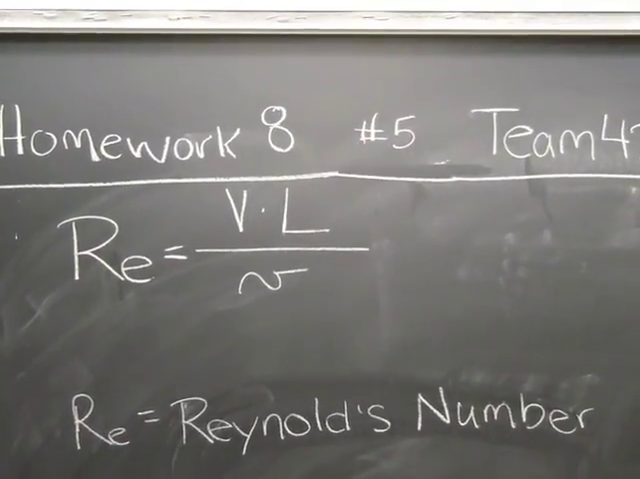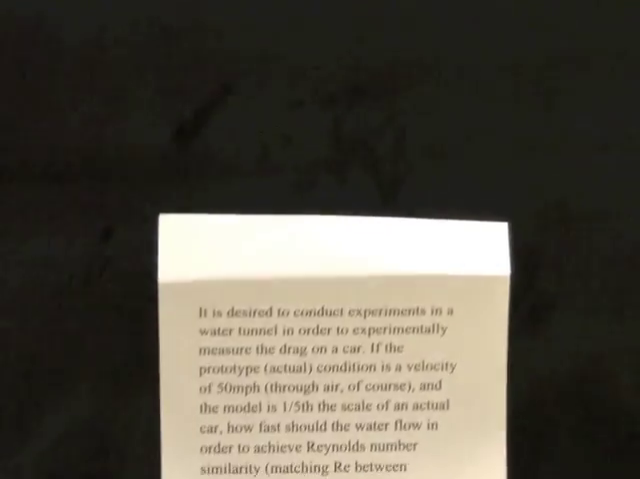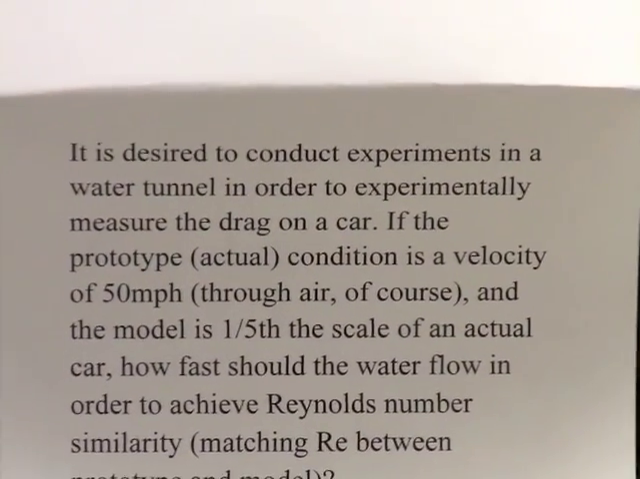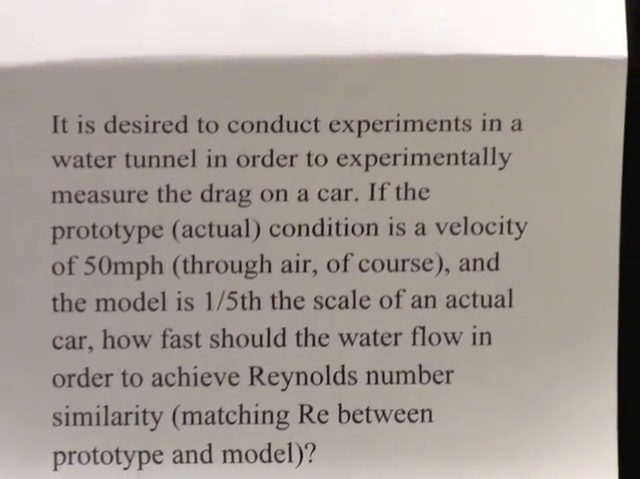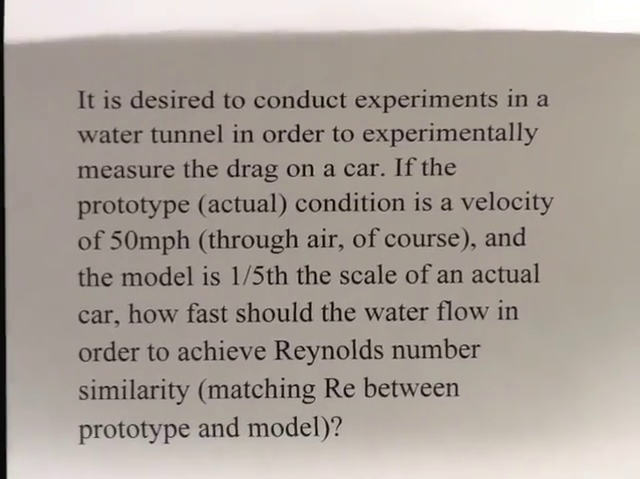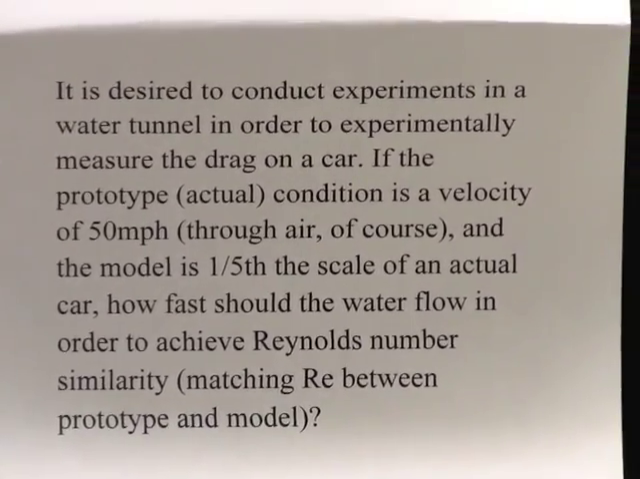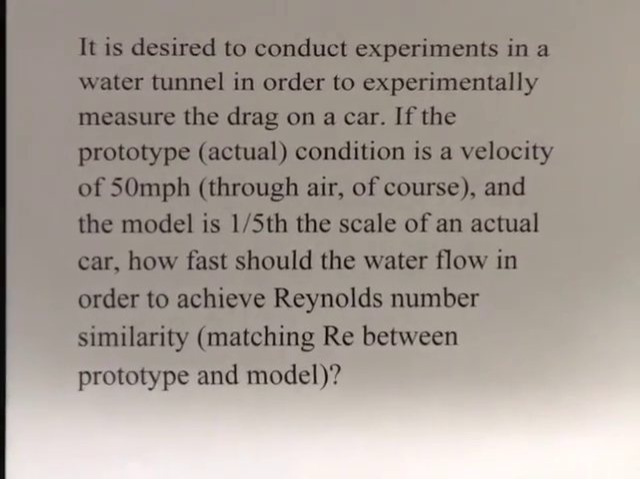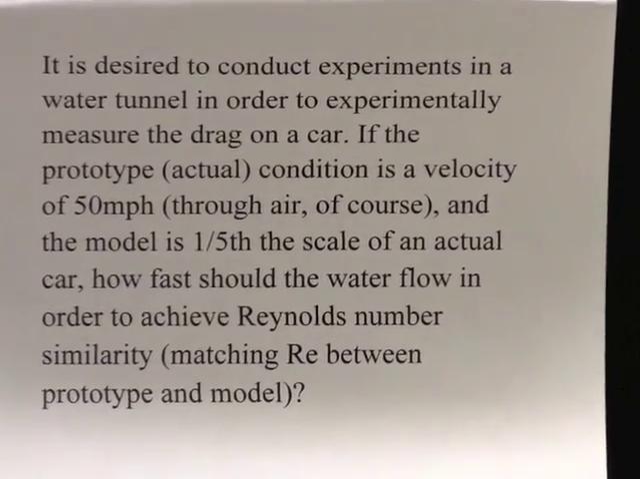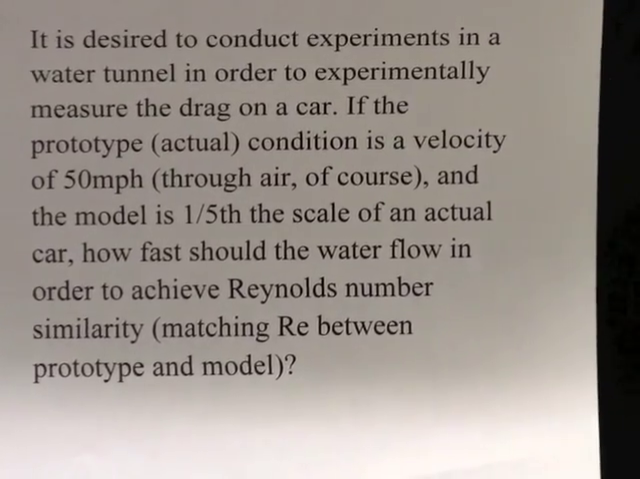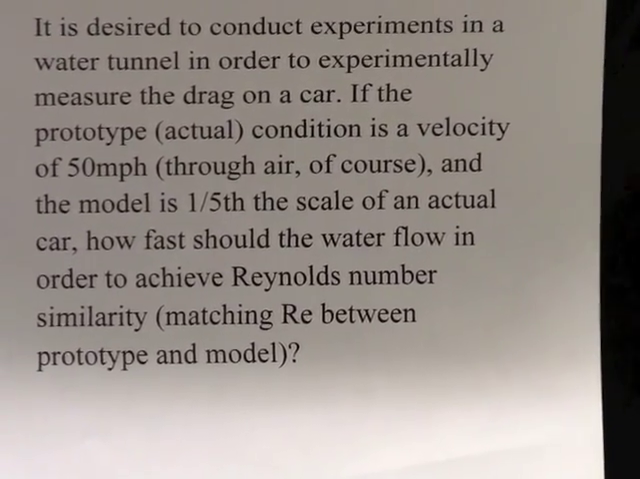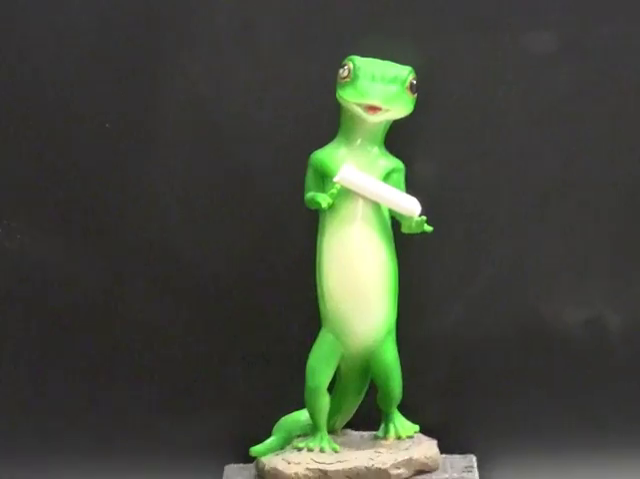Homework 8, problem number 5. It is desired to conduct experiments in a water tunnel in order to experimentally measure the drag on a car. If the prototype condition is a velocity of 50 miles per hour through air, and the model is 1/5 the scale of an actual car, how fast should the water flow in order to achieve a Reynolds number similarity, matching Re between prototype and model?